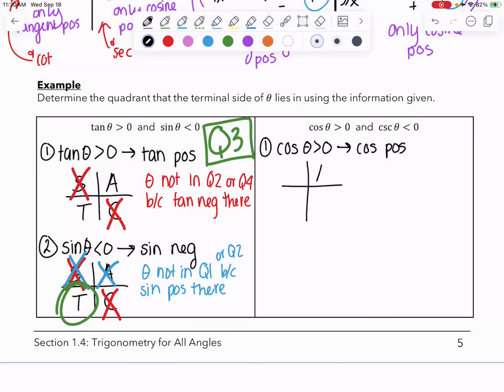What is that little cloud thing? I think I turned on a backup feature and I wonder if it's backing up. Weird. Okay, cosine is positive.